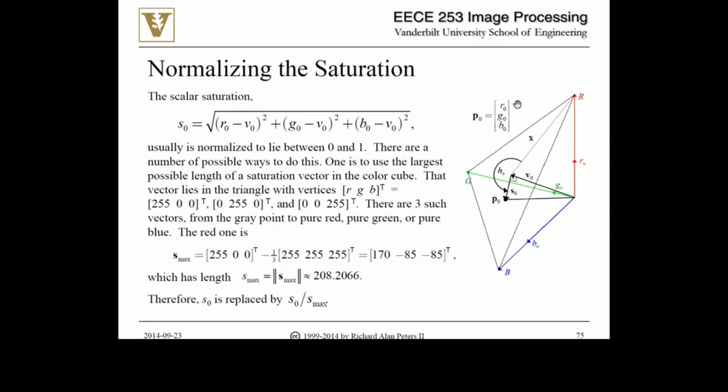If you think of all possible planes, what is the maximum length that you can have, you will realize that this is the maximum length. So this is the maximum distance that this vector can have, and the length of that saturation is 208. Then instead of reporting the saturation, you report the saturation divided by S max. So the saturation is a number between 0 and 1. And this normalization is fixed, so all colors are normalized in the same way. So it is a matter of how you define your color code.